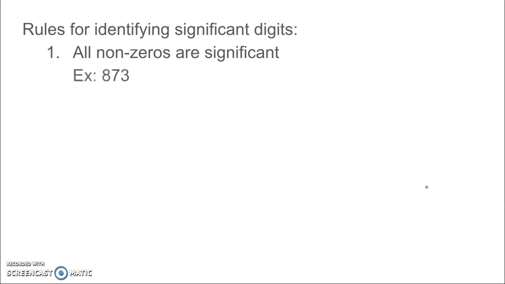You'll see I have an example, 873. Now, how many significant digits do you think are in that? Well, the 8 is a non-zero, so that's 1 sig fig. This 7 is also a non-zero, and this 3, so we're going to say this has 1, 2, 3. Each one of those counts towards our significant figures. This number has 3 sig figs.